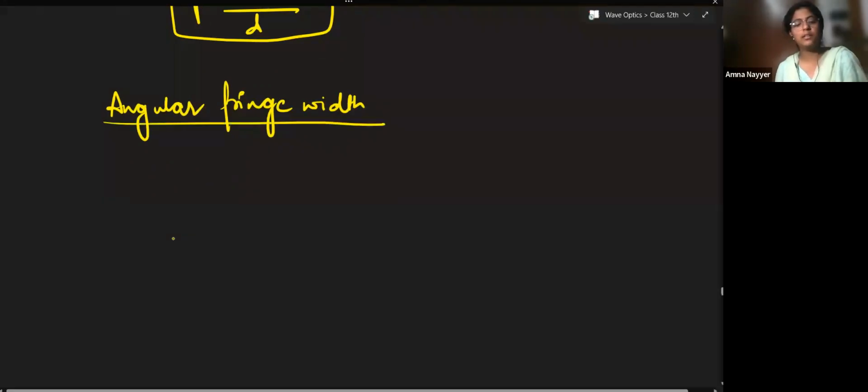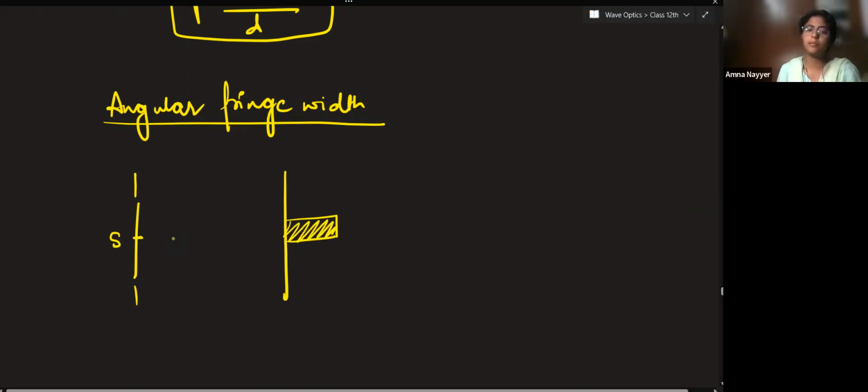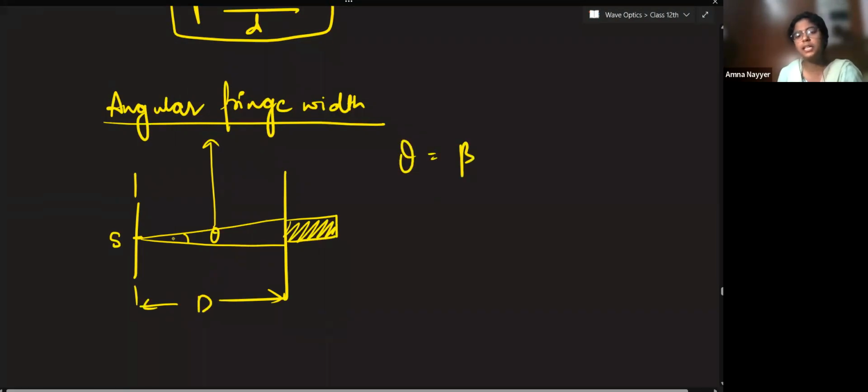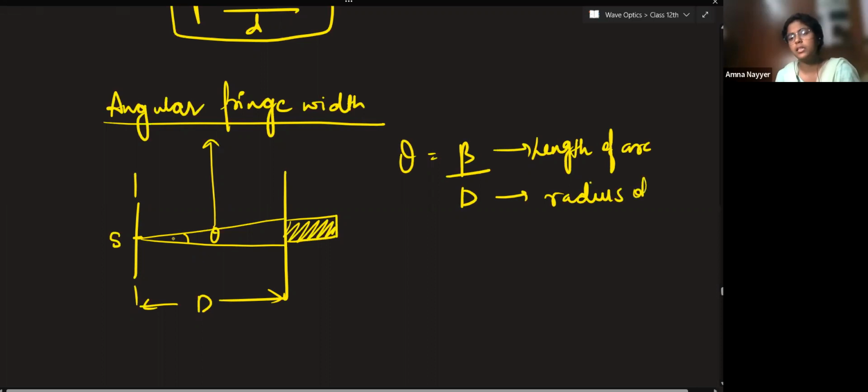See, angular fringe width is left. Angular fringe width means, this is your central bright fringe. The angle subtended by the central bright fringe, this theta, is known as angular fringe width. This will remain as capital D only. So this is basically beta by capital D, the length of the arc by the radius of the arc.